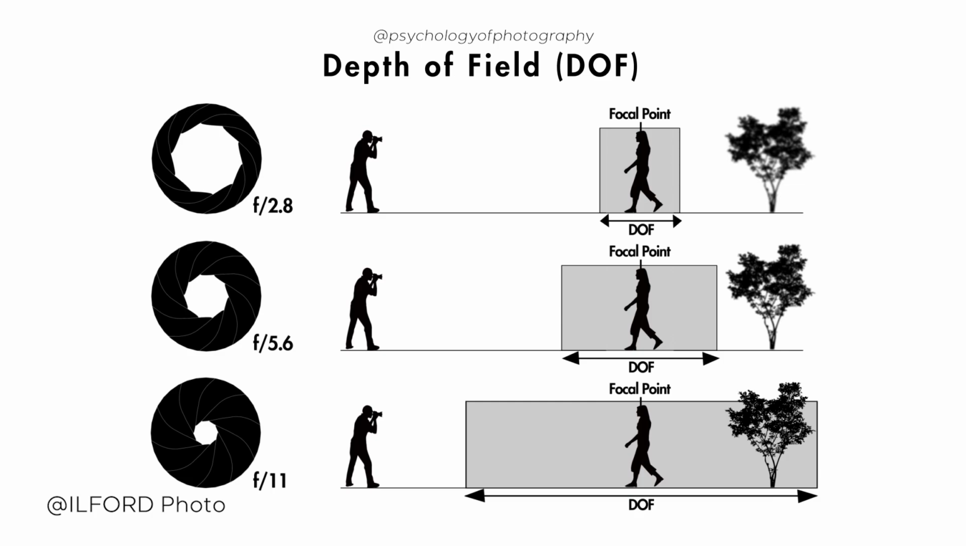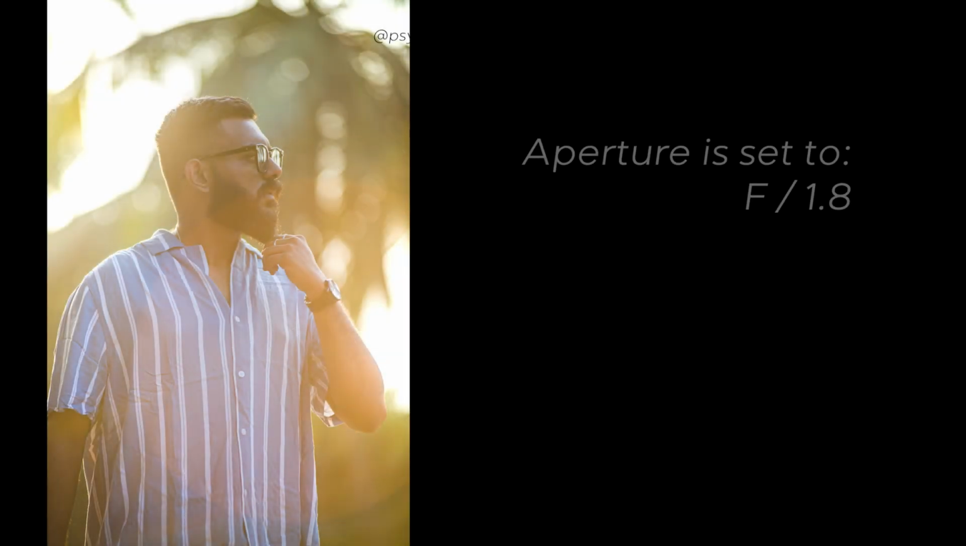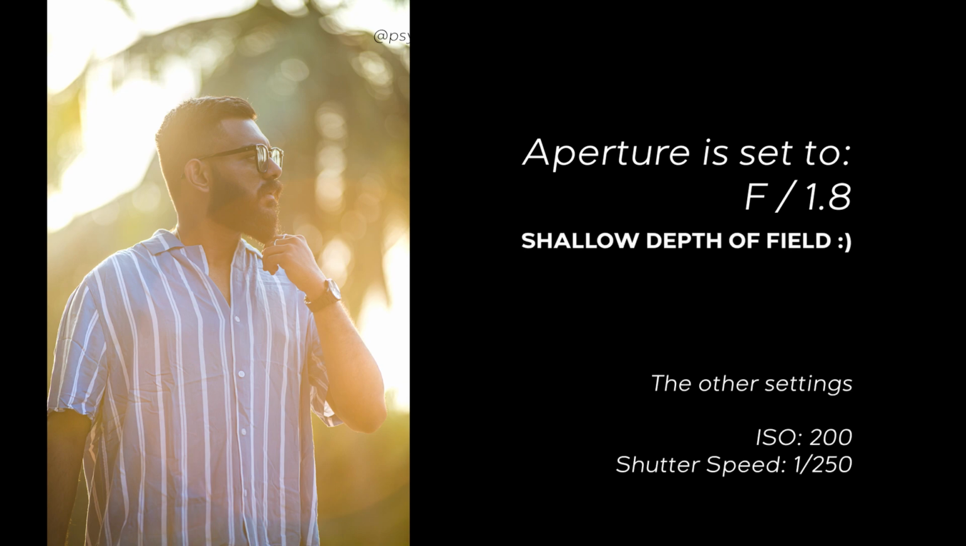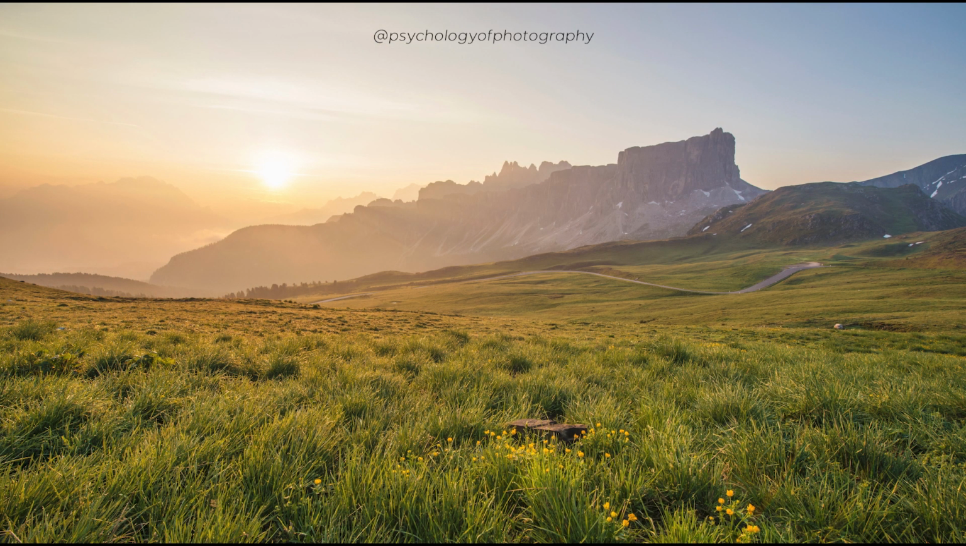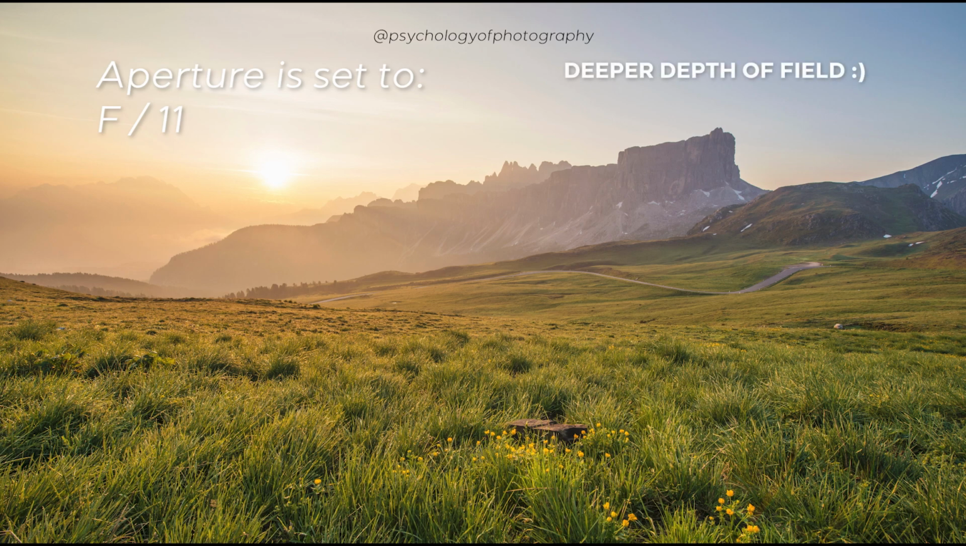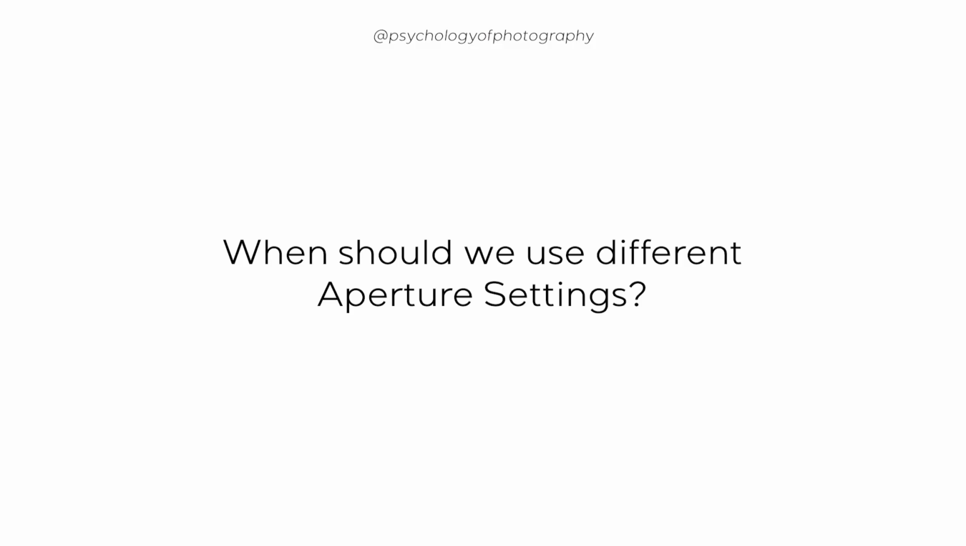Let's take a look at an example of how aperture affects the exposure of an image. In this image, the aperture is set to f1.8, resulting in a shallow depth of field and a well-exposed subject. The background is blurred, making the subject stand out more. In this image, the aperture is set to f11. The depth of field is much deeper, and the background is more in focus. However, the exposure is not as good as in the first example because the aperture is smaller and less light is entering the camera.